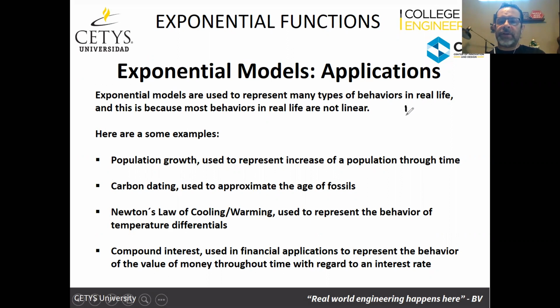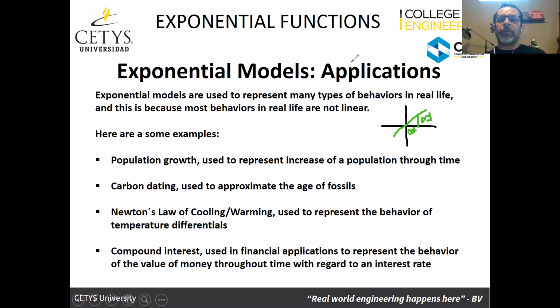So remember that a linear function is a function where the rate of change is going to be constant. So, for example, the delta x with regards to the delta y is going to be constant.